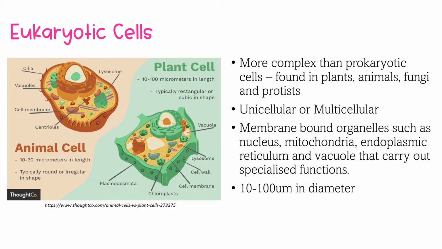Eukaryotic cells, on the other hand, are more complex and are found in plants, animals, fungi, and protists. They contain membrane-bound organelles such as the nucleus, mitochondria, endoplasmic reticulum, and vacuoles. Different organelles in eukaryotic cells are responsible for carrying out specialized functions that are important for cellular function. For example, the nucleus is the control center of the cell, and the mitochondria carry out cellular respiration. Eukaryotic cells are much larger than prokaryotic, anywhere between 10 to 100 micrometers in diameter.